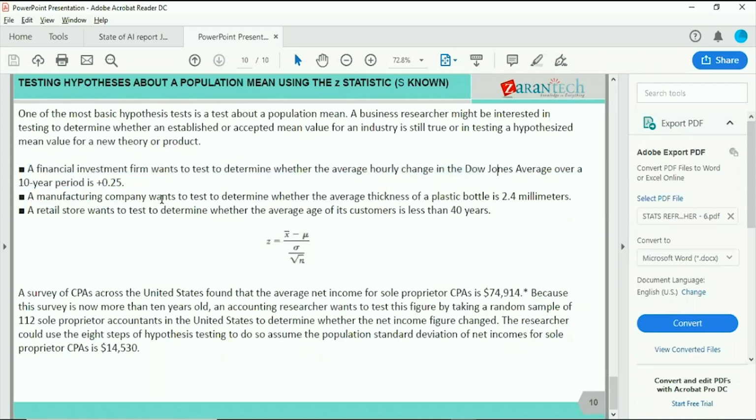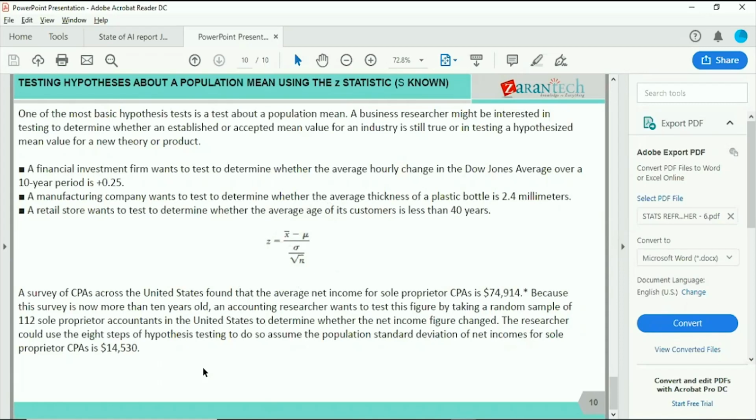A manufacturing company wants to test to determine whether the average thickness of a plastic bottle is 2.4 millimeters. A retail store wants to test to determine whether the average age of its customers is less than 40. Right? Usually all average type of questions. Now, how do we use Z statistic around average? We know this formula already. Z is equal to x bar minus mu divided by sigma over root n.